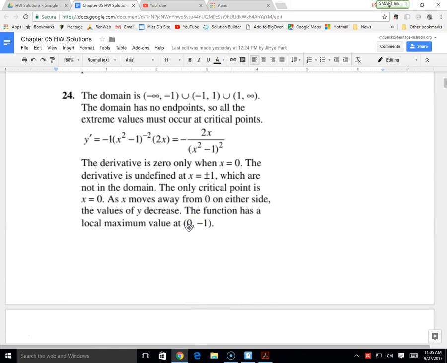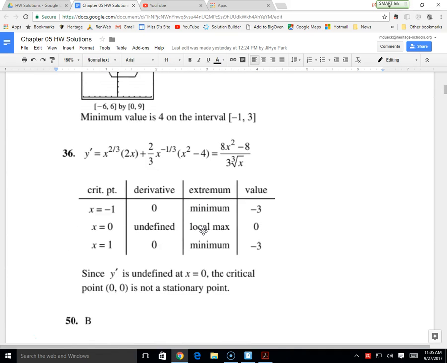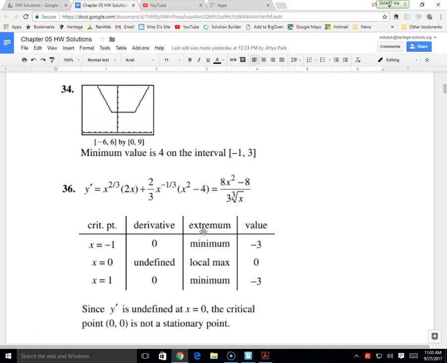I don't know exactly how the question was worded, but if it says the point, find the point of the local max, remember to include the x and the y. If it says the value, you have to include the y value or else they will mark you wrong. Careful. 34, 36, you guys can see them.